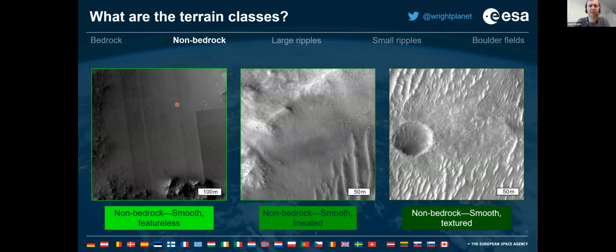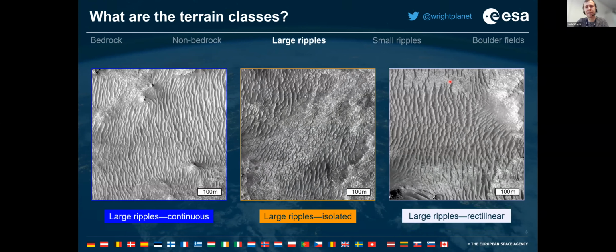The non-bedrock classes are just sort of loose material on the surface of the planet, which can be featureless and flat-lying, or can be lineated where it's forming in the walls of impact craters, and you can see material mass wasting down into the center of the crater, or it can have a more disorganized texture seen in a patch here between two large fields of ripples. The ripples are really easy for human beings and the AI to identify.